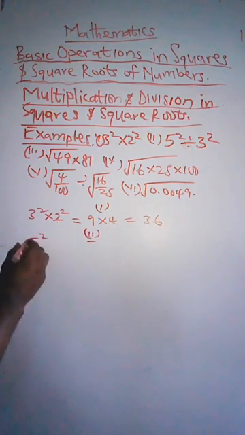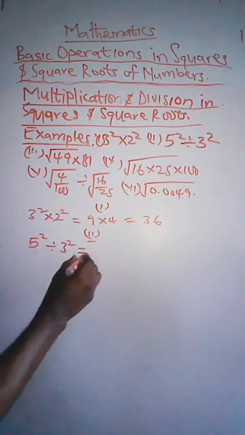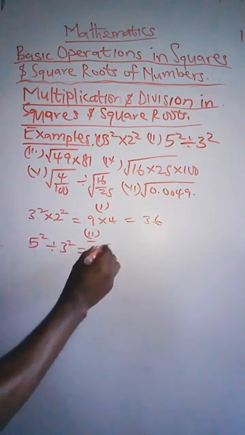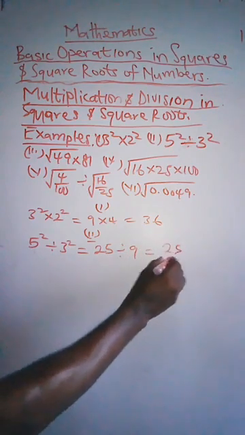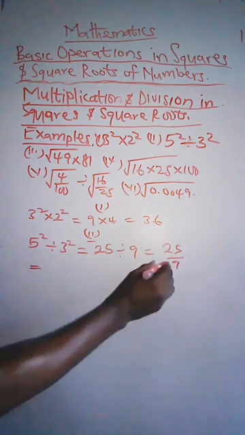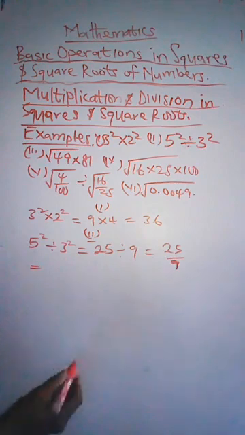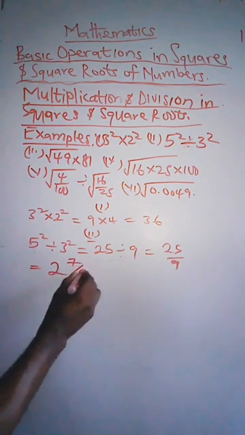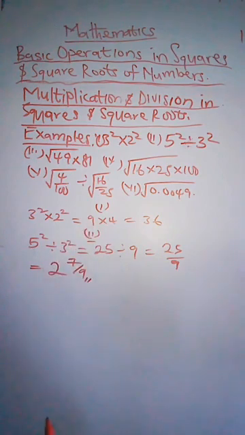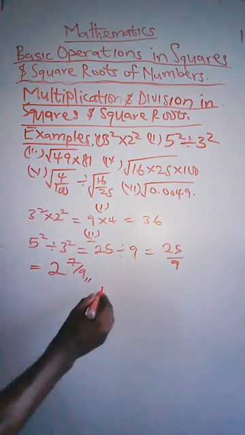5 square divided by 3 square. 5 square is 25. 3 square is 9. So this is 25 over 9, right? This is an improper fraction. We change it to a mixed number. So this is 2 and 7 over 9. Let's look at the next question, number 3.